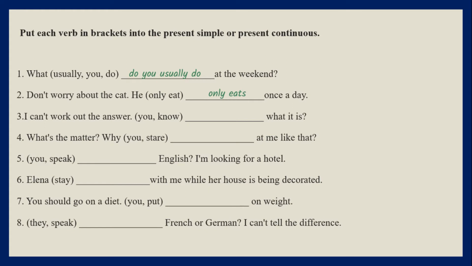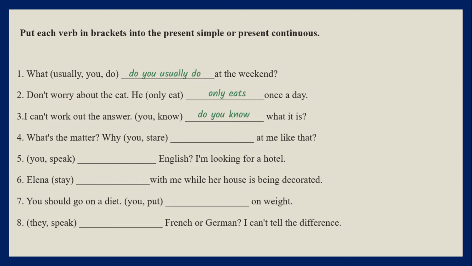3. I can't work out the answer. It means I don't understand it. I cannot find the answer. Do you know what it is? Do you know? In here, know in this sentence is a non-action verb, so we use present simple.